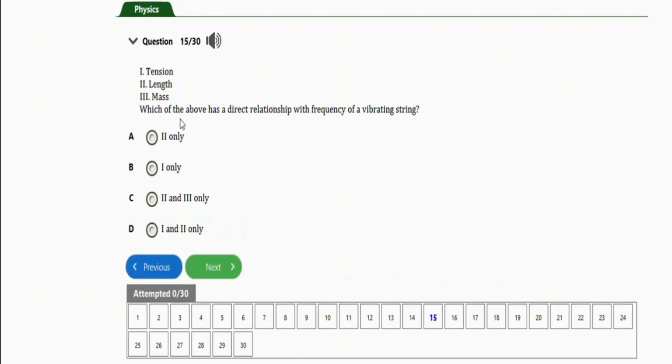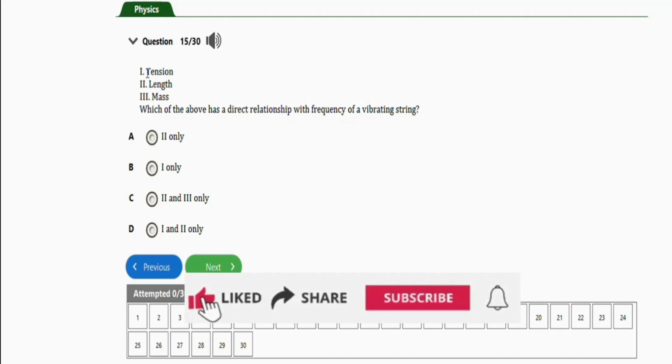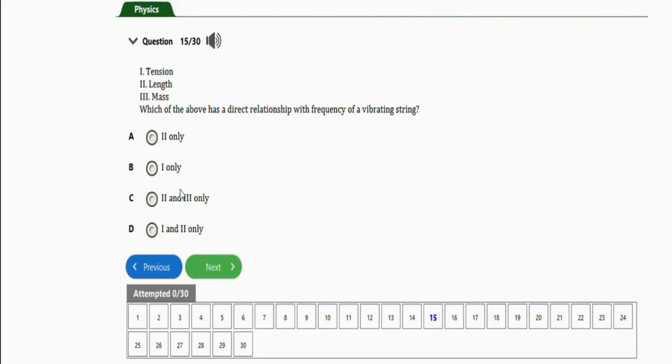It says, which of the above has a direct relationship with frequency of a vibrating string? So we have tension, we have length, we have mass. So the correct option to this question is option B. That's the right option to this question. So option B, tension only, is the right answer to this question.